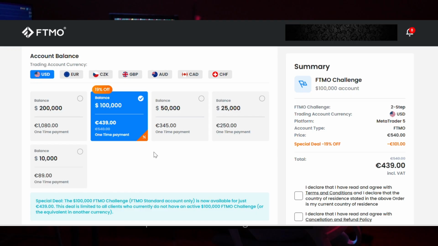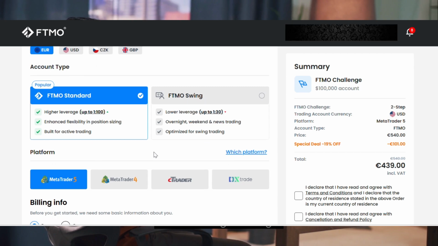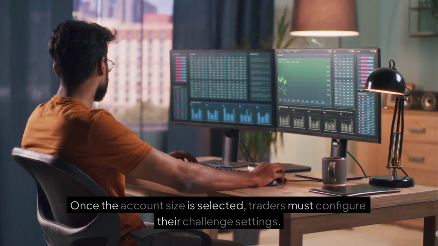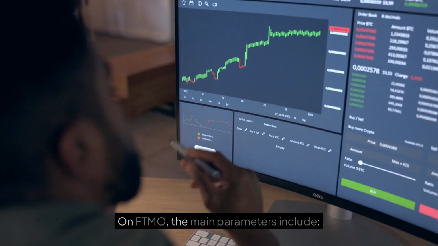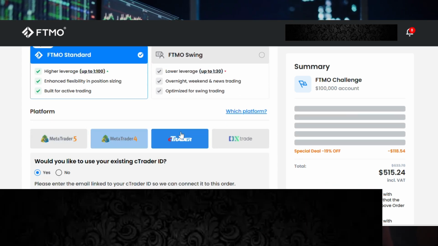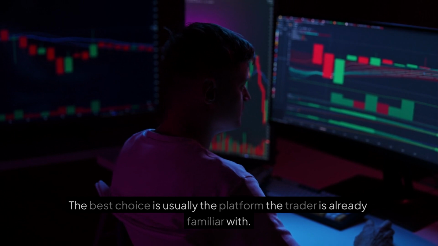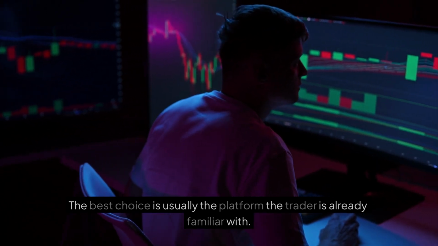Step 3. Select trading parameters. Once the account size is selected, traders must configure their challenge settings. On FTMO, the main parameters include trading platform. Traders can choose between platforms such as MetaTrader 4, MetaTrader 5, cTrader. The best choice is usually the platform the trader is already familiar with.